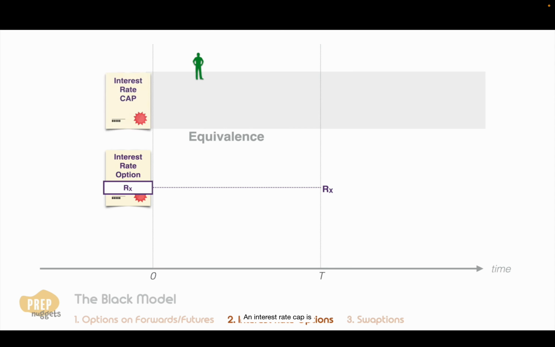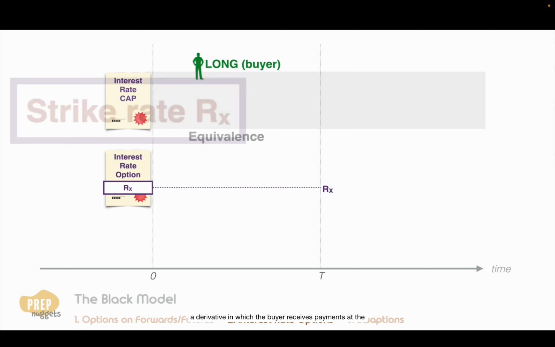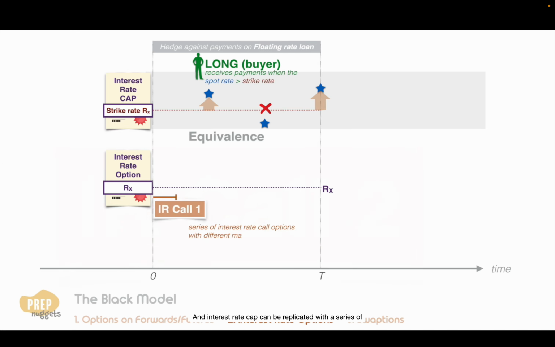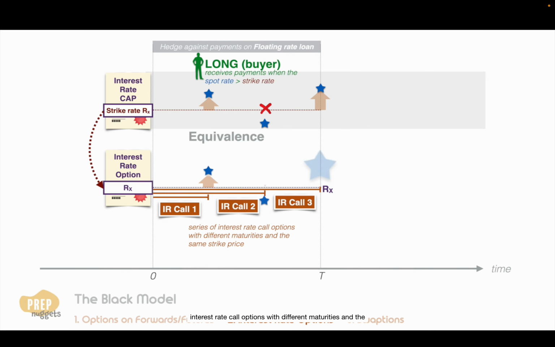An interest rate cap is a derivative in which the buyer receives payments at the end of each period, an amount in which the interest rate exceeds the strike rate. Borrowers typically use this to hedge the interest payments on a floating rate loan. When interest rates are high, payoffs from the IR cap can be used to offset the higher interest payments. An interest rate cap can be replicated with a series of interest rate call options with different maturities and the same exercise price. Each of the call options in an interest rate cap is known as a caplet.